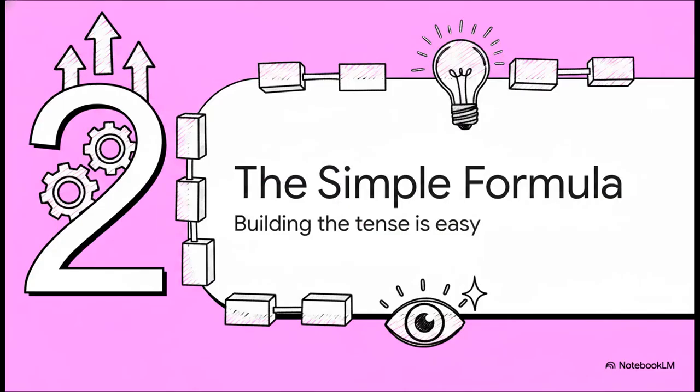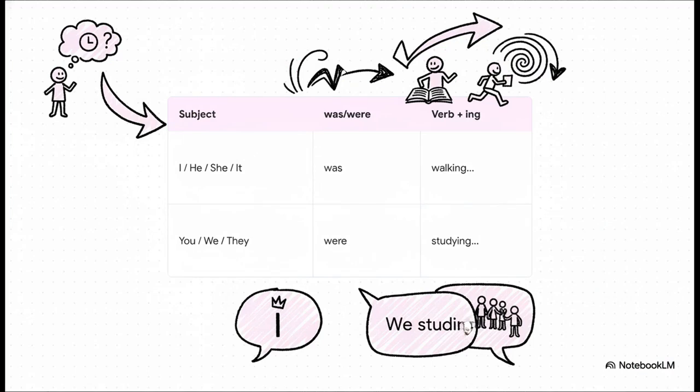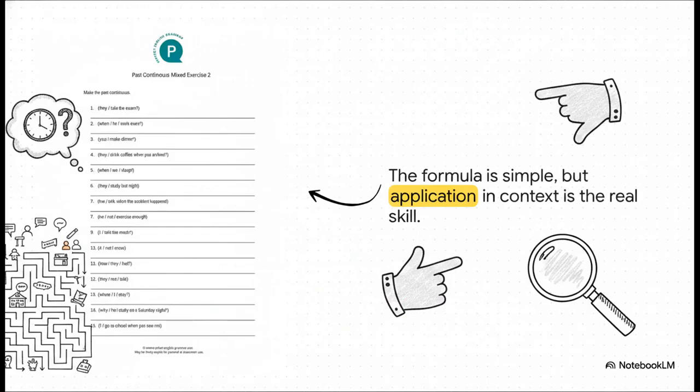Now let's see how you actually build it. Like I said, this part's a piece of cake. The basic structure is super straightforward. Once you see it, you'll get it. It's always the same recipe. You take your subject, you add was or were, so was for I, he, she, it, were for you, we, they, and then you just tack -ing onto your main verb. That's it. Walking, studying, eating, simple as that. And this image just says it all, doesn't it? You can know that simple formula by heart, but then you see a page of exercises and you realize, whoa, okay, choosing the right tense in the middle of a sentence, that's the real skill.